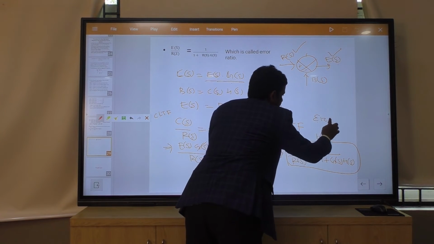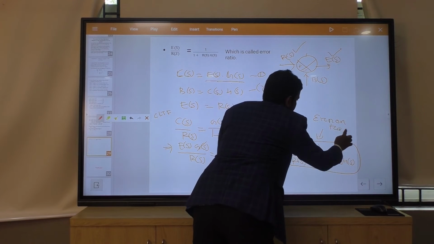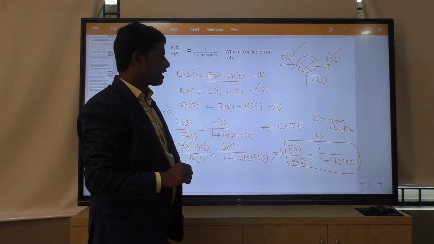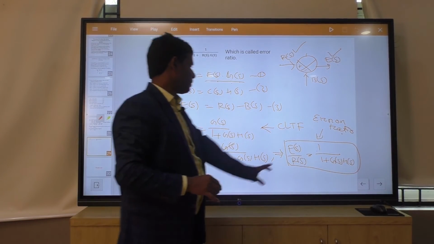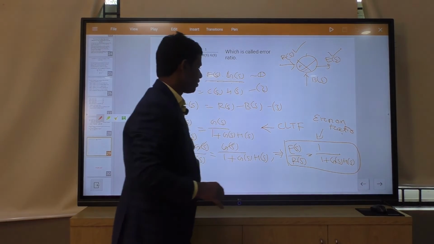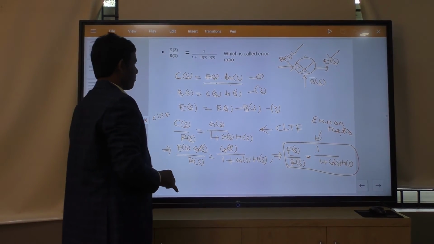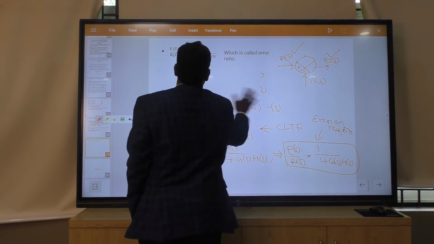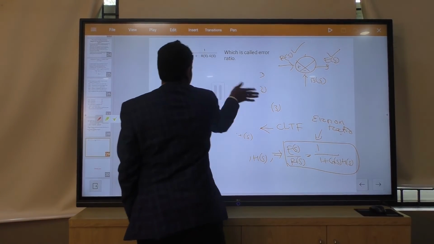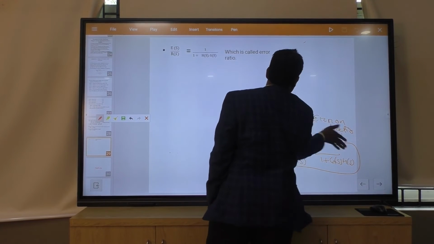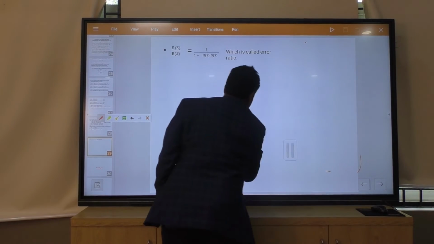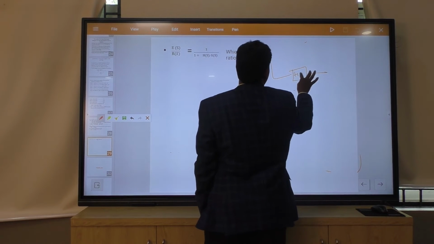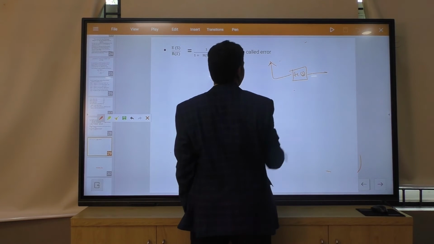So this is called the error ratio, ES by RS, error signal by input signal. Its value is 1 by 1 plus GS into HS. So this is for a feedback of HS. When the feedback is HS, these are all the expressions you are getting. When the feedback value is HS, the feedback block value is HS, the feedback signal.